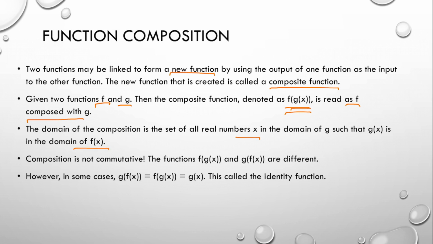Another important point is that composition is not commutative, which means that f of g of x is not equal to g of f of x. They're not the same. However, in some cases, they might be equal to x, and in this case, it is called the identity function. It's going to be more clear with the example that follows.